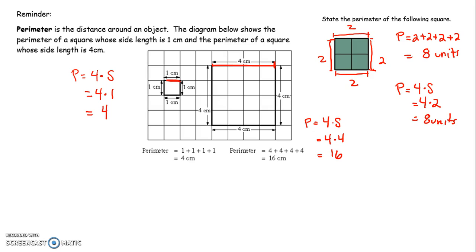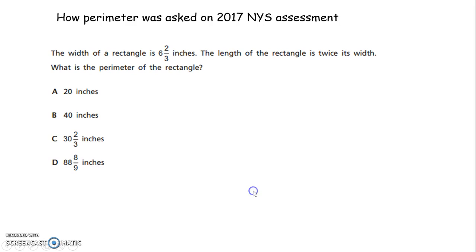Now let's see how New York State would ask it to a 7th grader. This is how perimeter was asked on the 2017 New York State assessment. It says the width of a rectangle is 6 2/3 inches. The length of the rectangle is twice its width. What is the perimeter of the rectangle? Okay, great. So we have a rectangle.